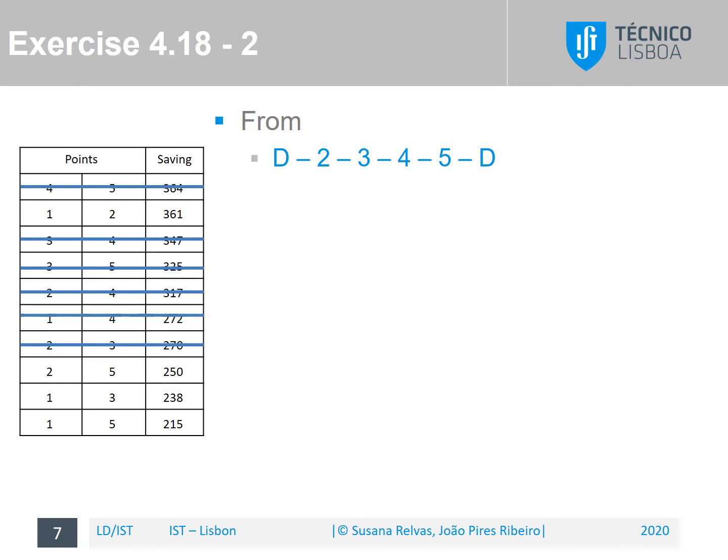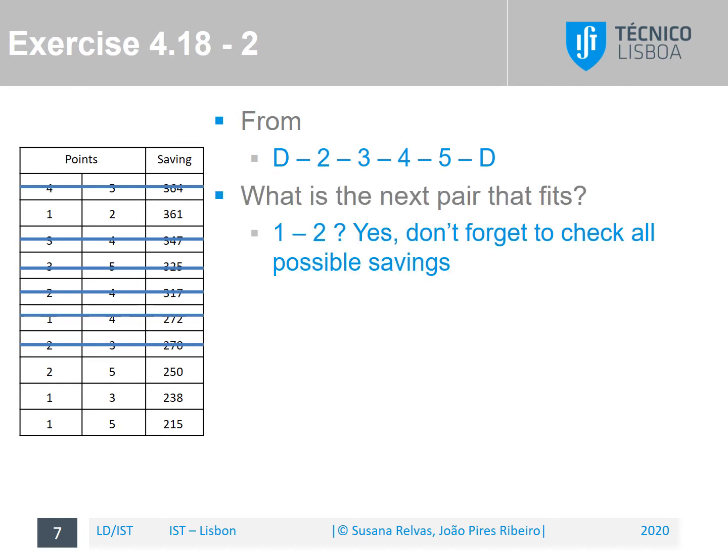And now we have to identify the next pair that is going to fit. 1, 2 is the next one, and we see that it fits, but it's on the top, so we must not forget to always check the top of the table. And now we have reached a solution where all the nodes are visited.